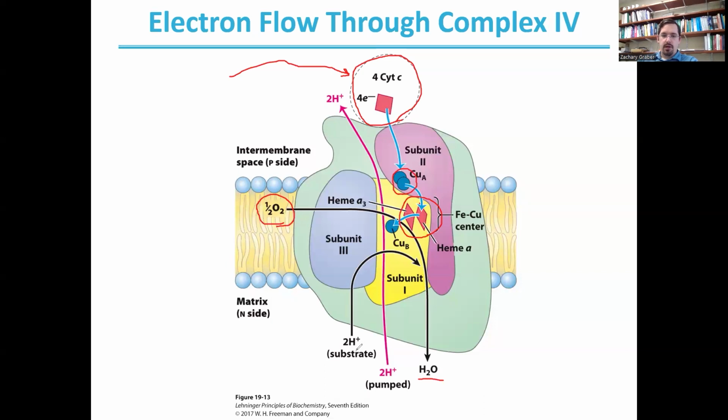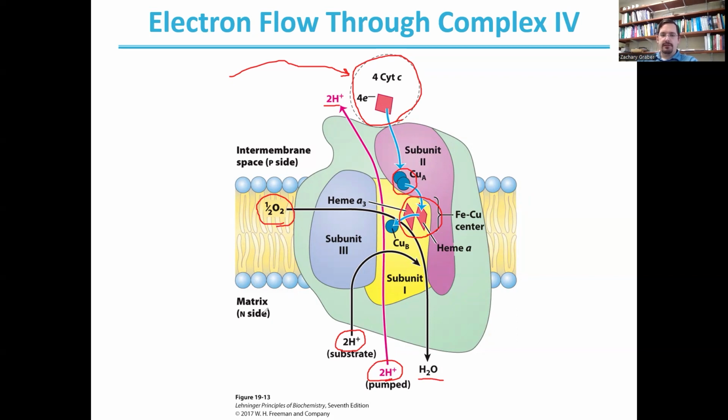The production of that water will require 2 protons from our matrix side. So these protons will flow in and add to our oxygen to create that water molecule. As we produce that water molecule, we're also going to be pumping protons from the matrix to our intermembrane space. We have some protons getting consumed and some protons getting pumped out. Now, notice this is happening for a single water molecule. So for making one water molecule, that would require 2 electrons coming from cytochrome C.